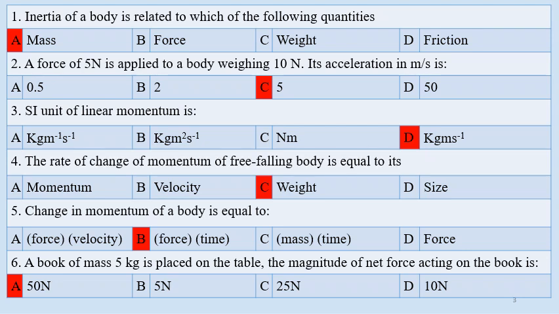Okay, next question is a force of 5 Newton is applied to a body weighing 10 Newton. हमारे पास फोर्स है 5 न्यूटन और वेट है 10 न्यूटन. We have to find the acceleration. Okay, acceleration: F is equal to ma. ठीक है, a is equal to F divided by m.